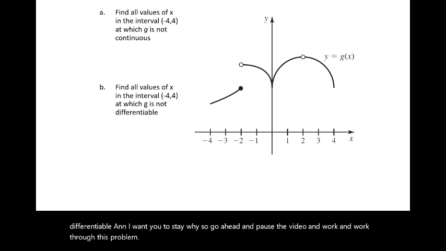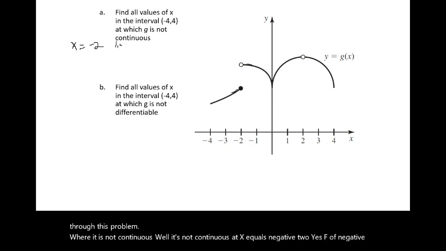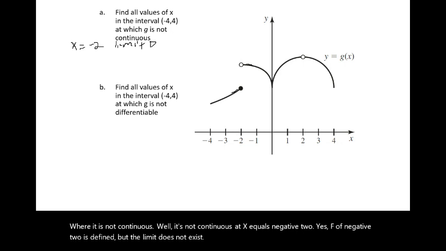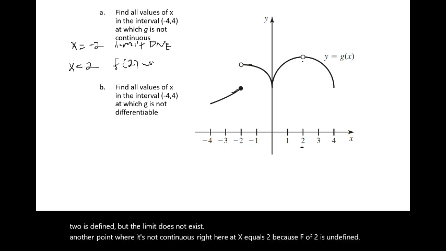All right, so for part A, where is it not continuous? Well, it's not continuous at x equals -2. Yes, f of -2 is defined, but the limit does not exist. Don't have a lot of room, so just write limit does not exist. Another point where it's not continuous is right here at x equals 2 because f of 2 is undefined.